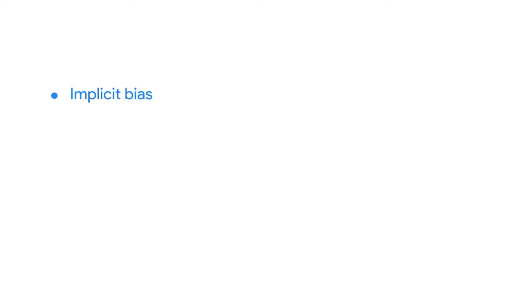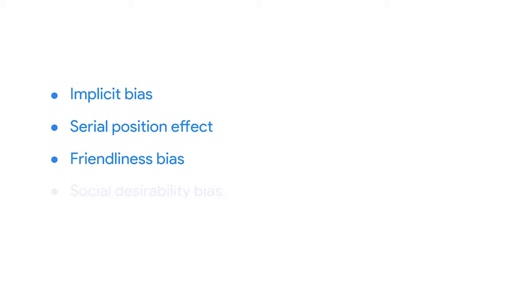For that reason, you need to be aware of common types of bias you or your participants may have during usability studies. We've covered these biases earlier in the certificate program, but let's do a quick refresher about implicit bias, serial position effect, friendliness bias, and social desirability bias.